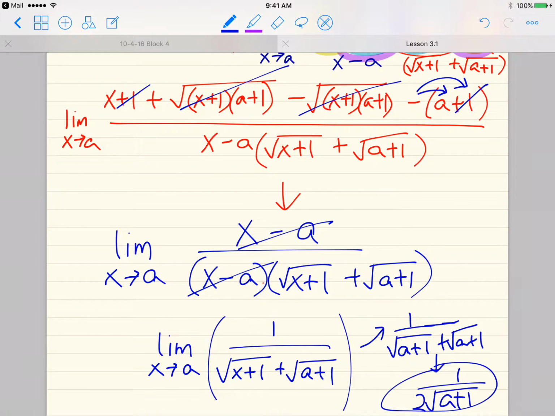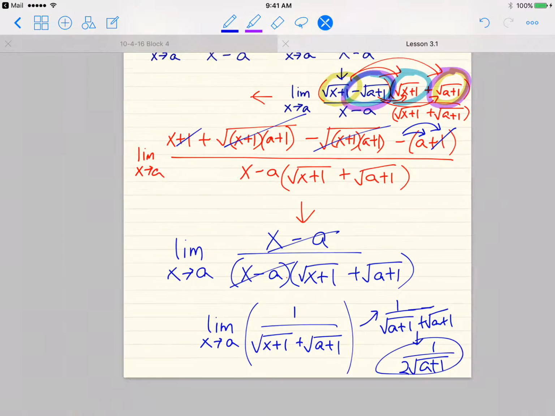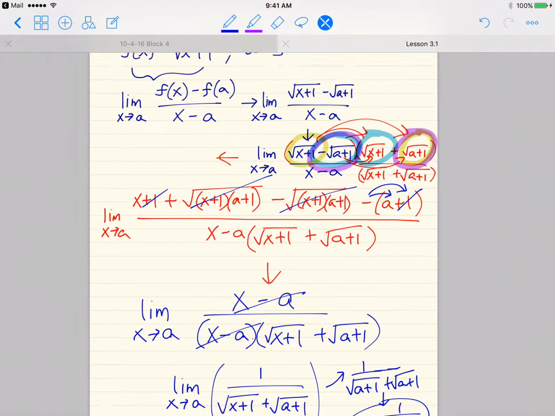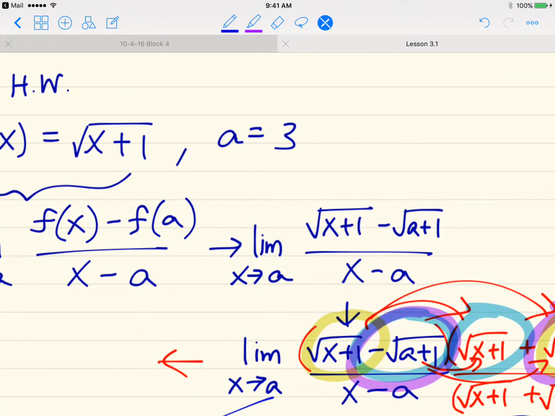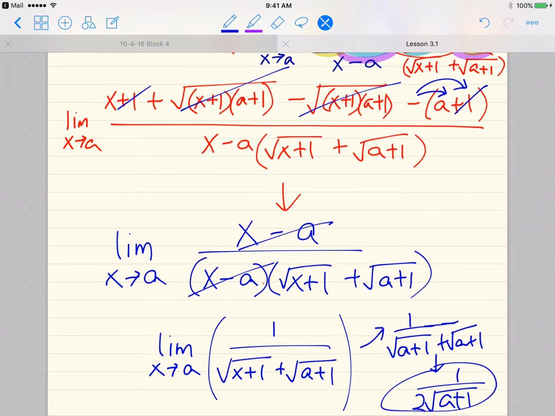And then for all x, you could substitute x in place of a. But for this question, we're substituting the number value 3 in place of a. So your final answer becomes 1 over 2 times the radical of 3 plus 1, which just becomes 1 over 2 times 2, which is 1 over 4. That will be your final answer for number 7.